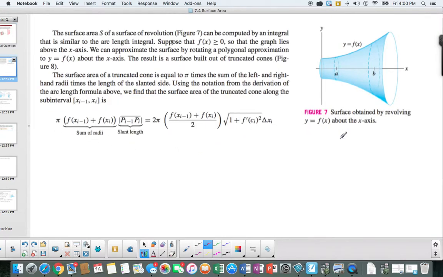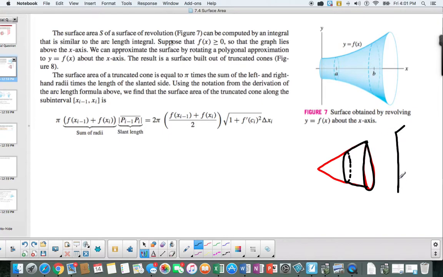Okay, so these little pieces of arc length are really finding the area of a truncated cone. What's a truncated cone? Let's take a look at this. Here's a cone, and we're going to cut off the top portion so it looks something like this. So this is the truncated cone, and when we open it up, it's going to look something like this. It's going to be a strip.